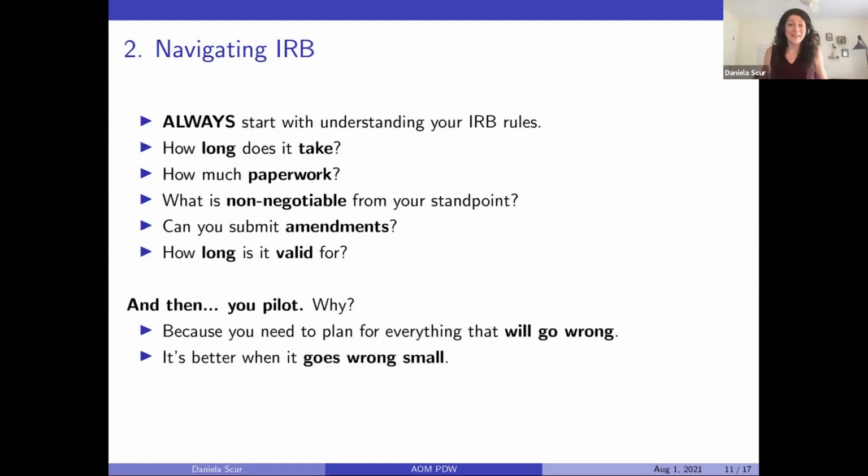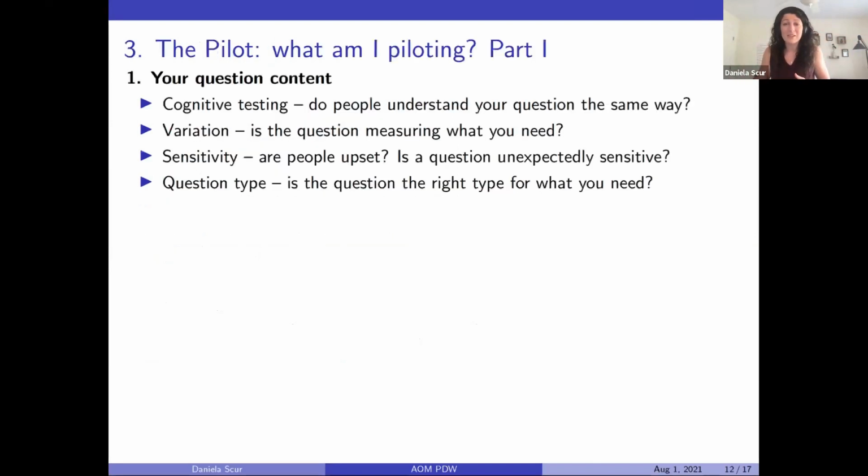And then you pilot, okay? So why do you need to pilot? You've got to plan for stuff that's going to go wrong, and it's always better when it goes wrong small than when you're halfway through this massive wave and you say, oh my God, this is not working. So I'm going to talk a little bit about piloting.